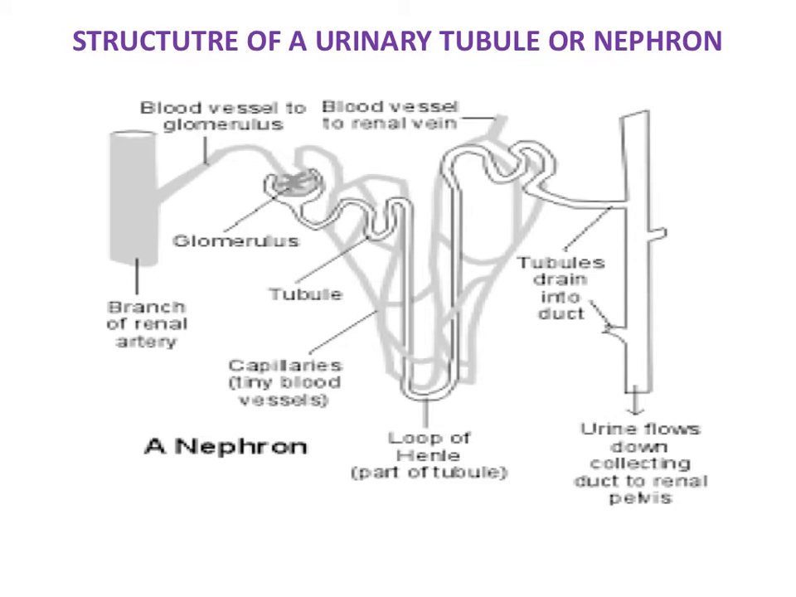This is the structure of the nephron. So this is the glomerulus, this is the proximal tubule, and then this is the loop of Henle, and then you also get the distal tubules. And then the urine flows down the collecting duct to the renal pelvis, from where it is excreted from the body.